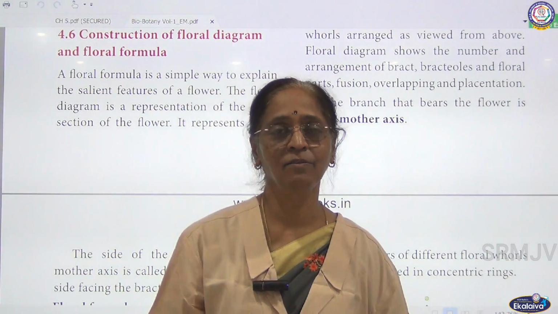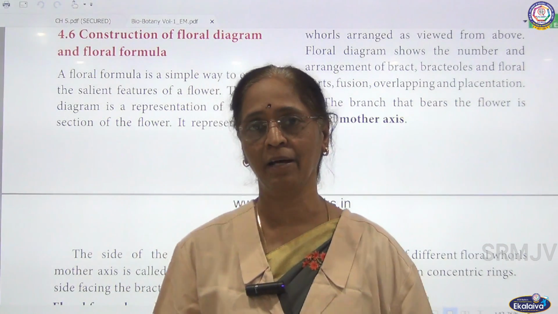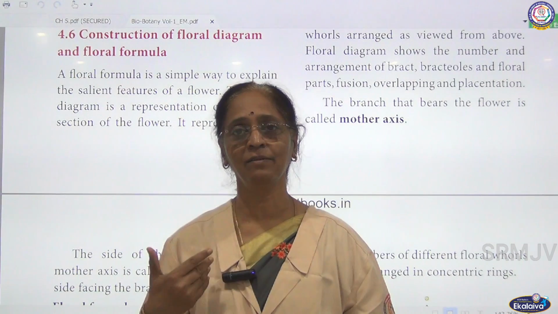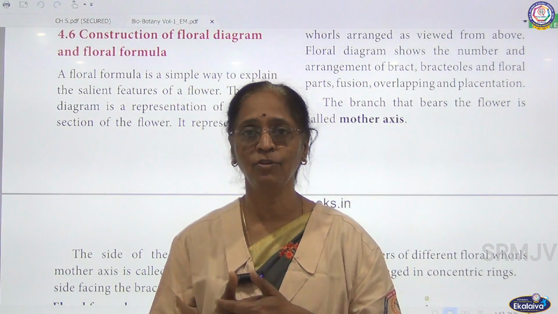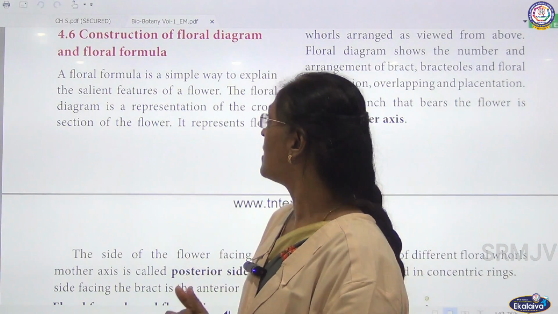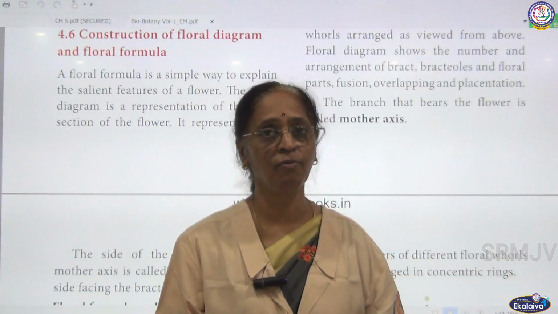In the last class, we studied the description of a flower, where we studied the 4 different types of whorls: Calyx, Corolla, Androecium and Gynoecium. Here we are going to see about the floral diagram and the floral formula.